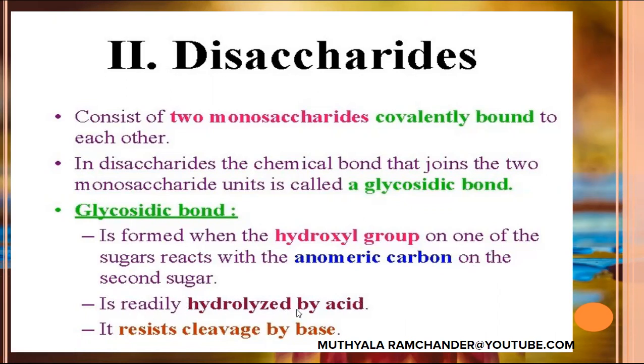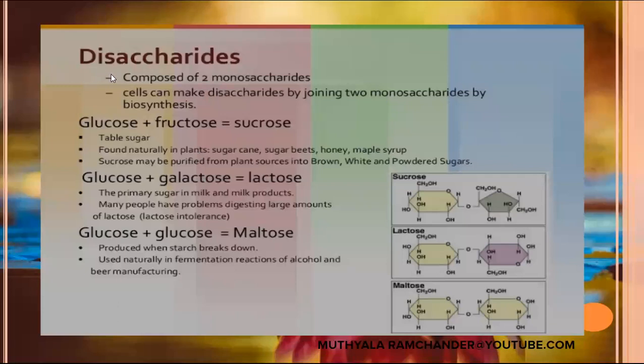It is readily hydrolyzed by acid. It resists cleavage by base. So disaccharides are mainly linked by the formation of glycosidic bonds. Composed of 2 monosaccharides, they are called disaccharides. Cells can make disaccharides by joining 2 monosaccharides through biosynthesis.